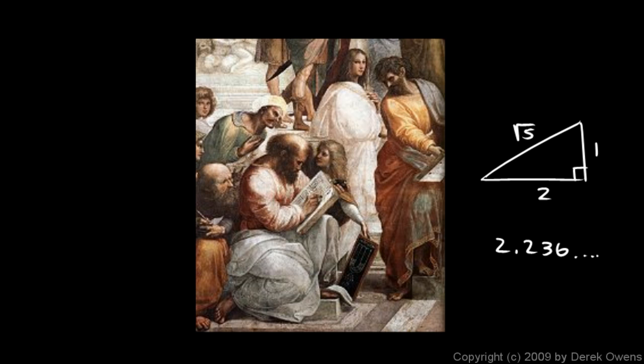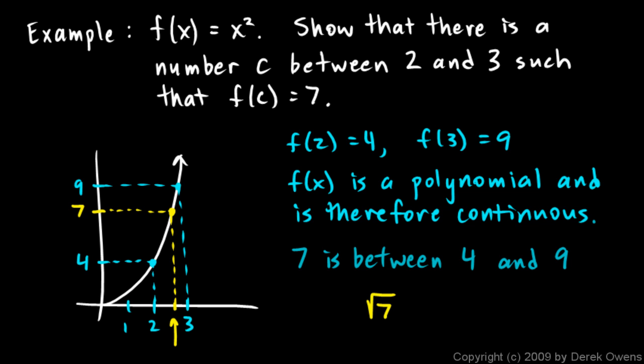So fortunately, things are different today. But what we've shown here in this example is that the square root of 7 exists. There is a number between 2 and 3 such that f of c equals 7. So it must exist. So aside from using the intermediate value theorem, and it can be used in other ways as well, we've used it here to show that an irrational number really does exist. It is a real number. And we'll see some other uses of the intermediate value theorem coming up.